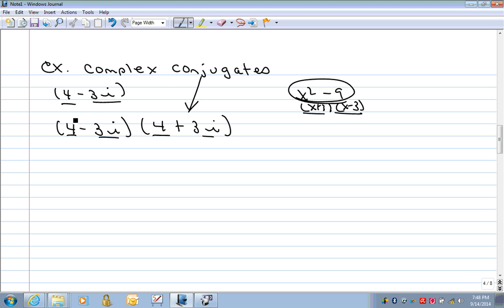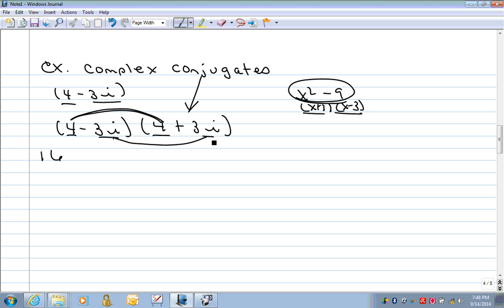So we will just multiply the first times the first, which would be 16. And then if we multiply the two middle, that would be a negative 12i and a positive 12i. They're going to cancel. So there will be no middle term. So if you're multiplying conjugates, you only have to multiply first times first and last times last.